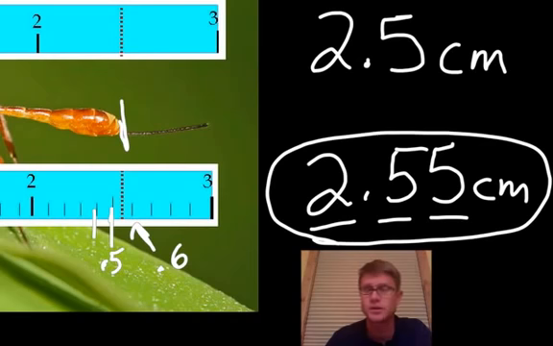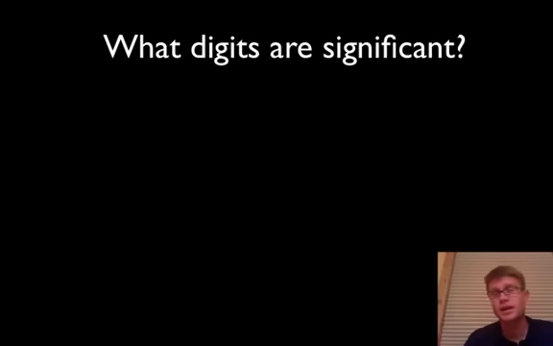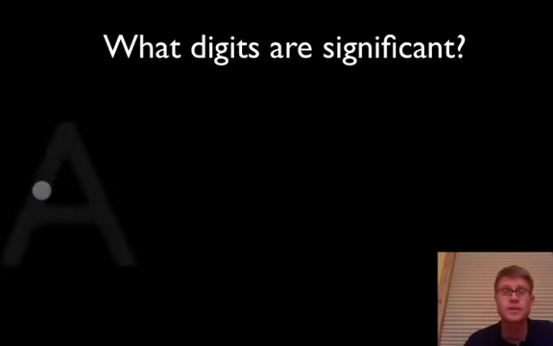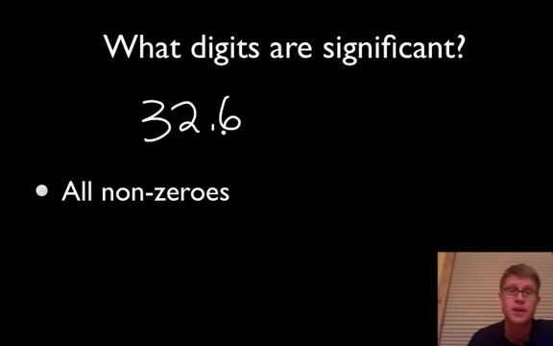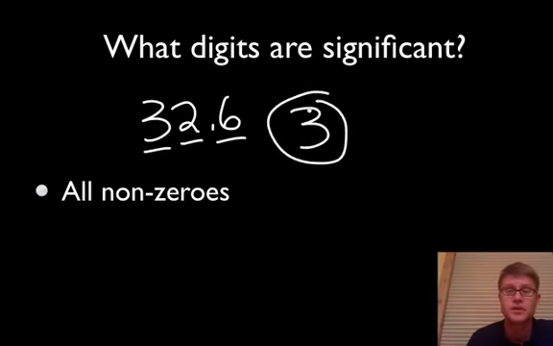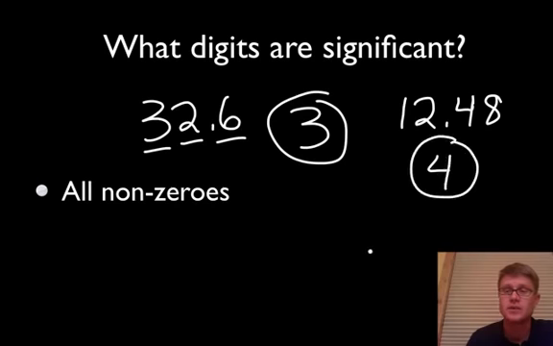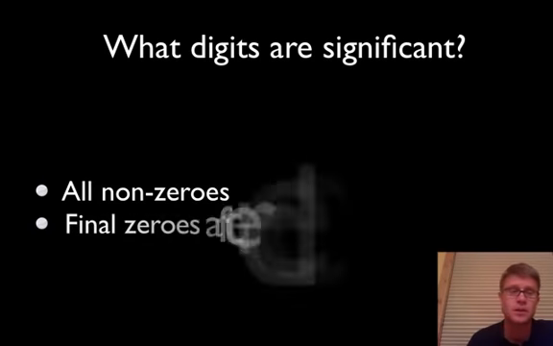So let's play around with some of these things. What kind of digits are significant? There are 4 types of digits that are going to be significant. If you're working through a problem and you see a non-zero number, so let's say you see 32.6, how many significant digits are there in that number? Well, the 3 is, the 2 is, the 6 is, so there'd be 3 significant digits. Or let's say we had this measurement, 12.48. That would have 4 significant digits because there are no zeros in it. So that's pretty easy. Let's go to the next one.